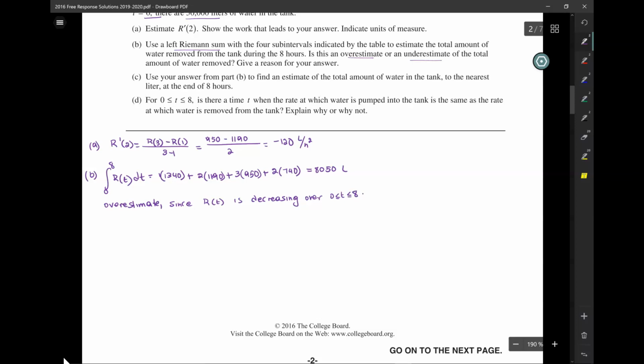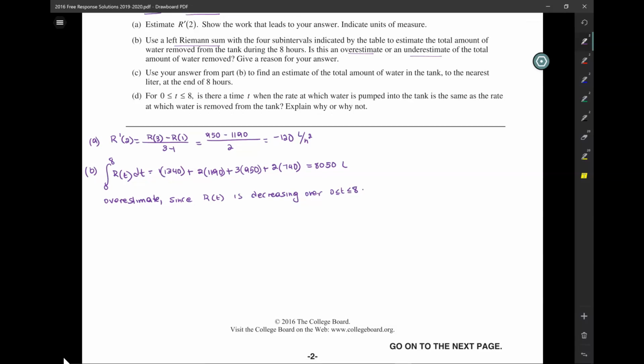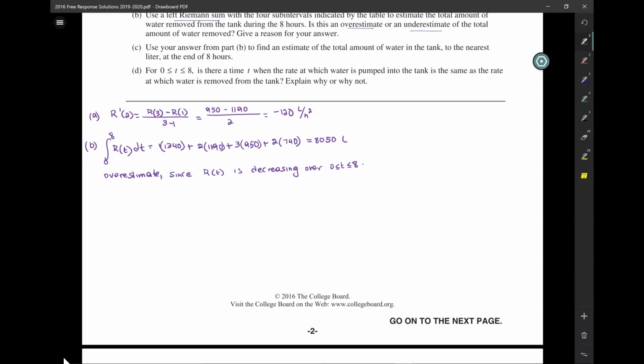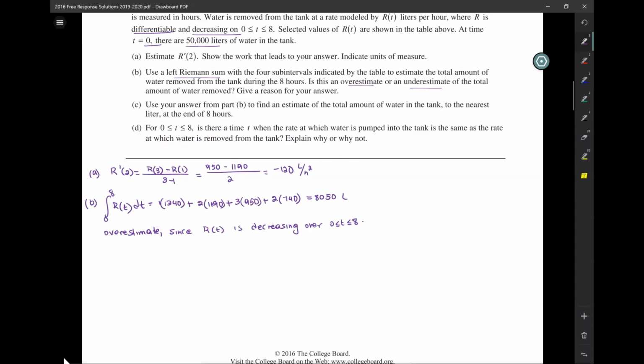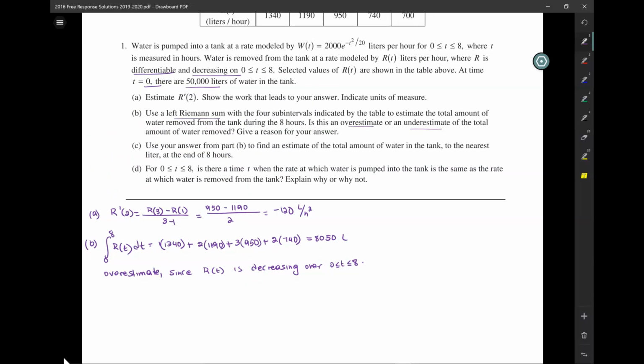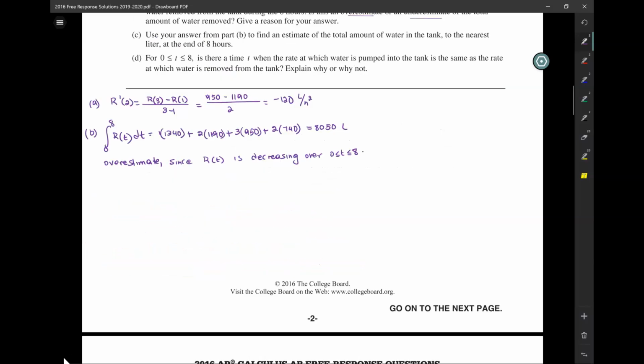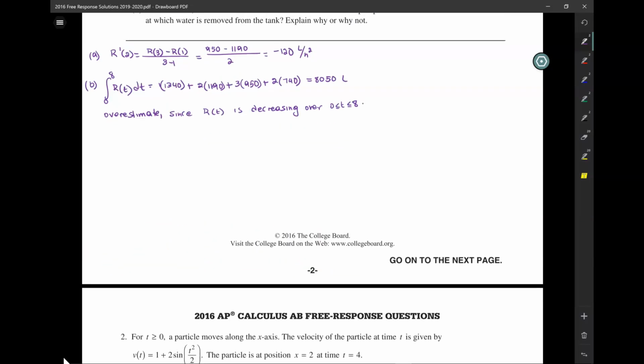Use your answer from part B to find an estimate for the total amount of water in the tank to the nearest liter at the end of 8 hours. So some is being pumped in, some is leaving. This is how much is being removed. We just found how much was being removed in the whole time. And now what we need to do, we need to figure out how much came in, right?